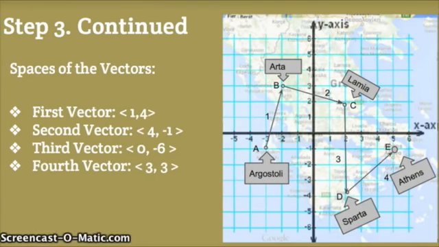The spaces of the vectors mean how much space you have to go from one point to another point, such as the first vector. You have to go 1 space to the right and 4 spaces up to reach the other point. The second vector goes 4 to the right and 1 down. The third vector goes 0 to the right or left and 6 down. And the fourth vector goes 3 spaces to the right and 3 spaces up.